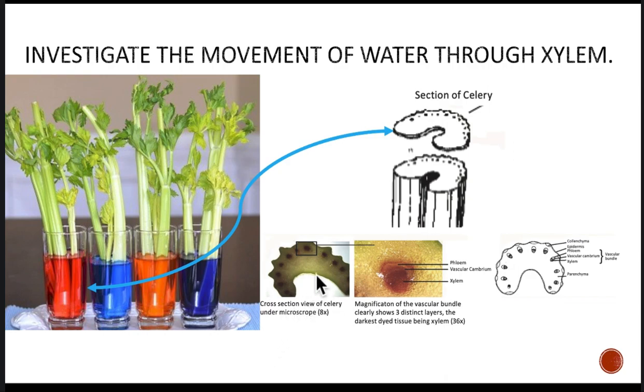So here, as you can see, this is a cross-section view of the celery under a microscope, and when you magnify it, you can easily distinguish where the xylem is from the rest of the other tissues. And this is how you would have drawn it if it was a biological drawing.